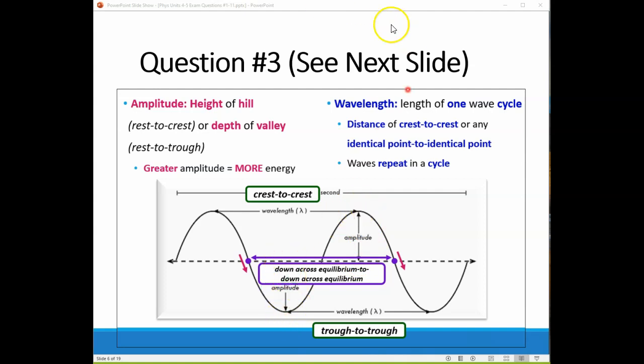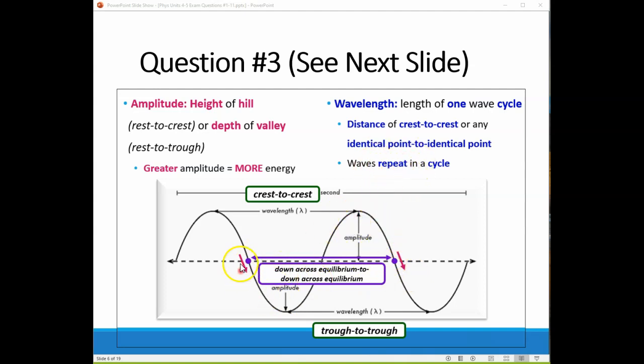Okay, wavelength on the other hand is just the length of a single wave cycle. You can either measure this from crest to crest or trough to trough, or from any identical point to any identical point. So you can see here moving down across the equilibrium to where we're moving down across the equilibrium. That would also be the wavelength, and we can see that it starts to repeat after that wavelength.